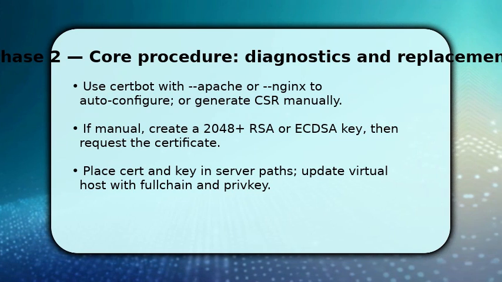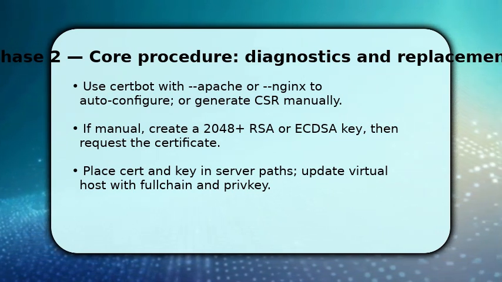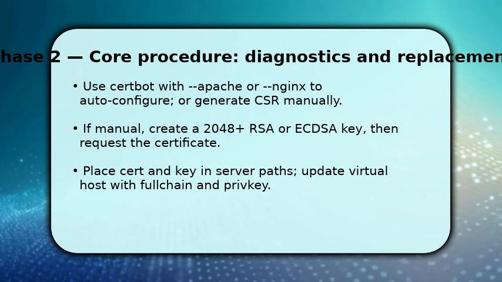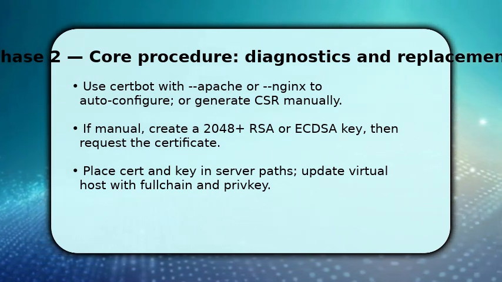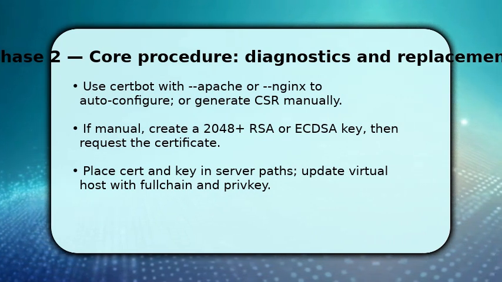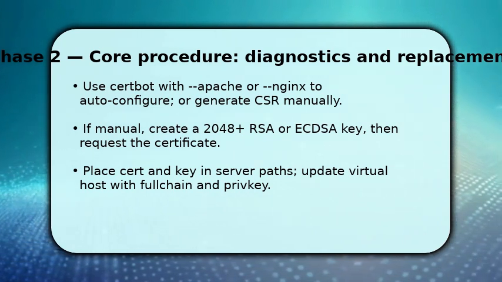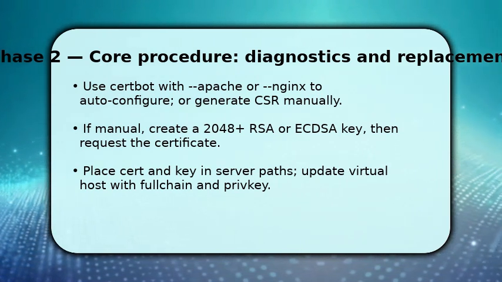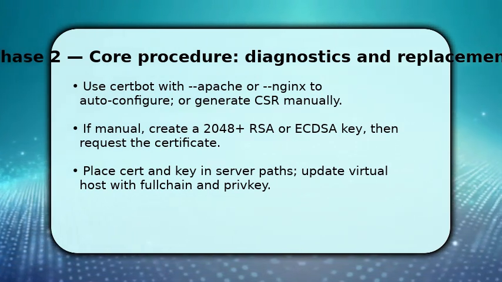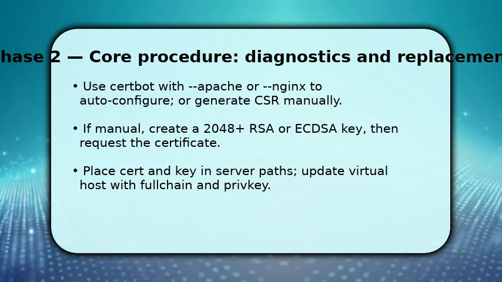If you prefer manual, generate a 2048-bit or larger RSA key or ECDSA for smaller size, then submit a CSR to your CA and download the certificate plus chain. After retrieval, copy fullchain.pem and privkey.pem to your server's cert directory, and update your virtual host to reference those exact files so the server serves the complete chain.